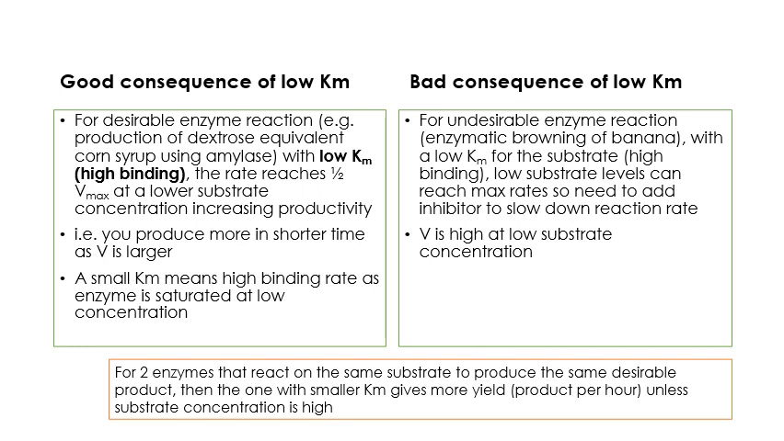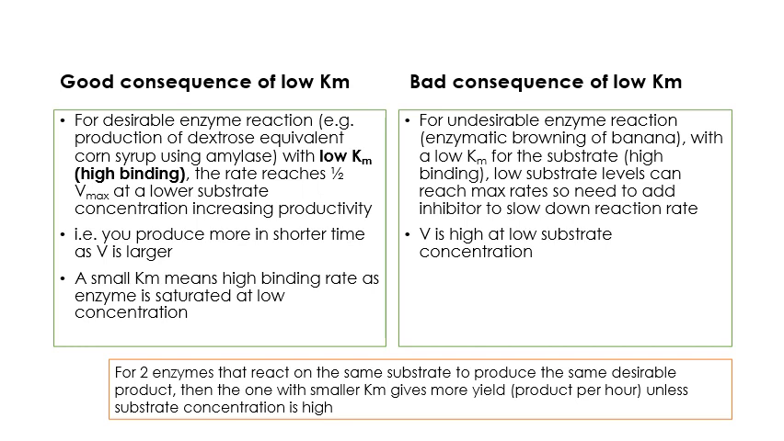So in food science, it really depends whether having a low Michaelis constant value is good or not. Okay, so the good consequence is that if you desire that enzyme reaction, for example, you want to produce dextrin, you want, in the production of dextrose equivalent corn syrup using amylase, okay, conversion from starch into this simple sugar, you want your enzyme to have a low Michaelis constant, because it means that this enzyme has higher binding affinity, and the rate that reaches half of the maximum velocity will be at a lower substrate concentration. This will help in increasing the productivity of the enzymatic reaction. What it means here is that you will produce more of your product, which is a simple sugar, in shorter time as the velocity is larger.